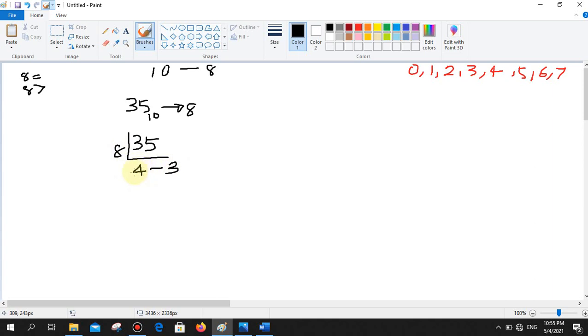This 4 you don't need to divide again, because it is not equal to 8 and it is not greater than 8. So as the final number you can write 43 in base 8. I think you understand what the answer is after converting 35 into octal. And we'll take another number.